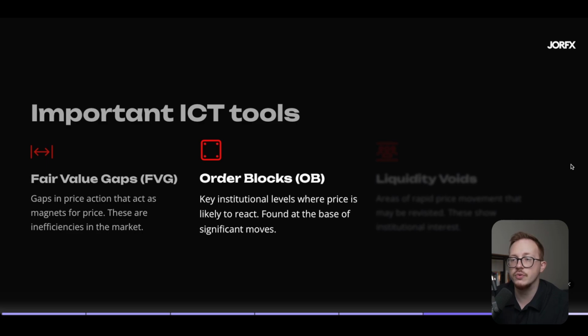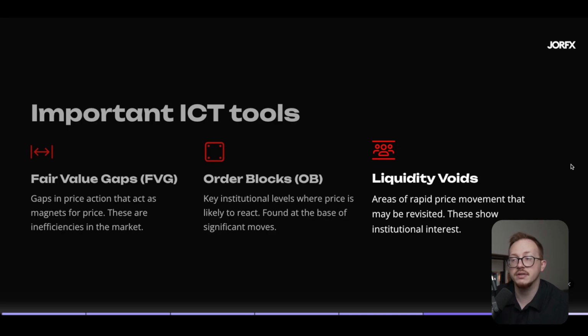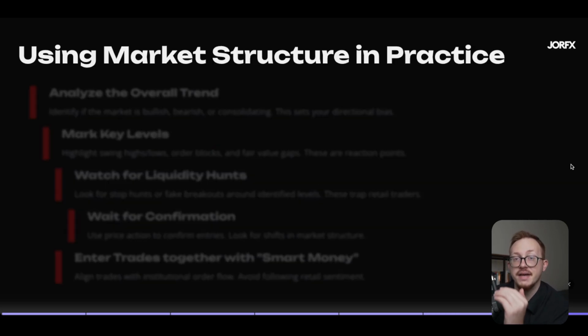Second one is order blocks. Key institutional levels where price is likely to react, found at the base of significant moves. And last but not least, liquidity voids. Areas of rapid price movement that may be revisited. These show institutional interest. And I basically made this slide step by step so that we can revisit it once we're going to use this in the live markets.